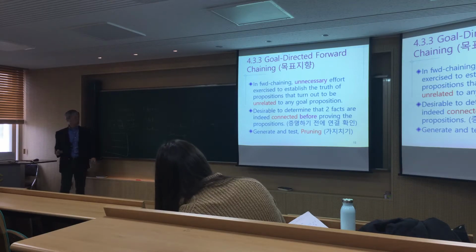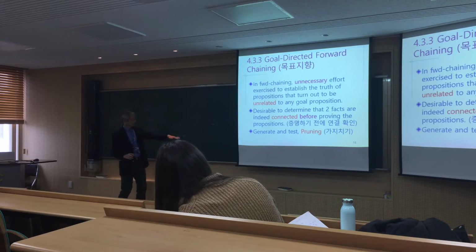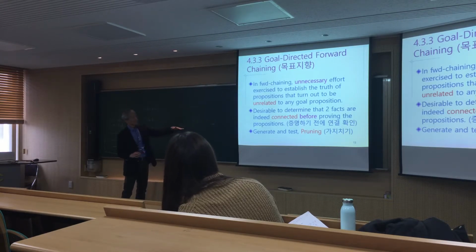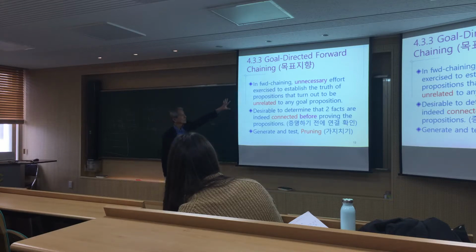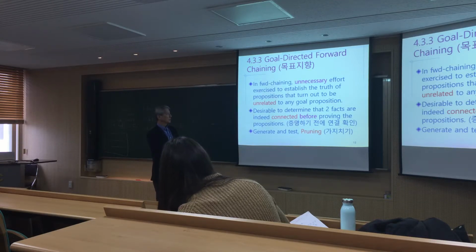So in the bottom-up approach, because we don't have any direction, we arrive at as many possible conclusions, right? But some of them can be useful in the final stage. Some are not. So that is explained here. Unnecessary effort has been exercised. So it may be desirable to determine the two final stages.